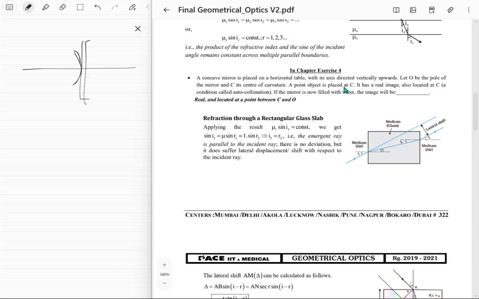Let O be the pole of the mirror. This is point O. Then C is the center of curvature, somewhere over here. A point object is placed at C. It has a real image also located at C, of course. So if the mirror is now filled with water, so you are filling this with water, right?